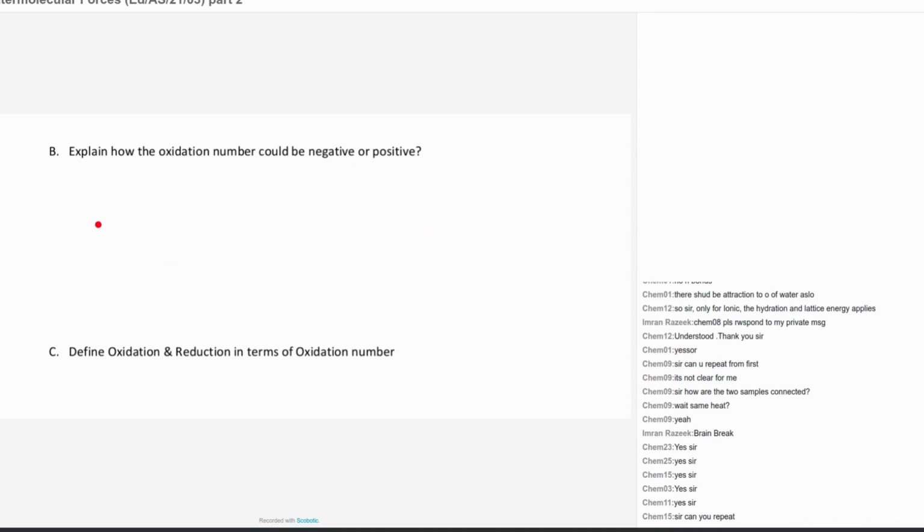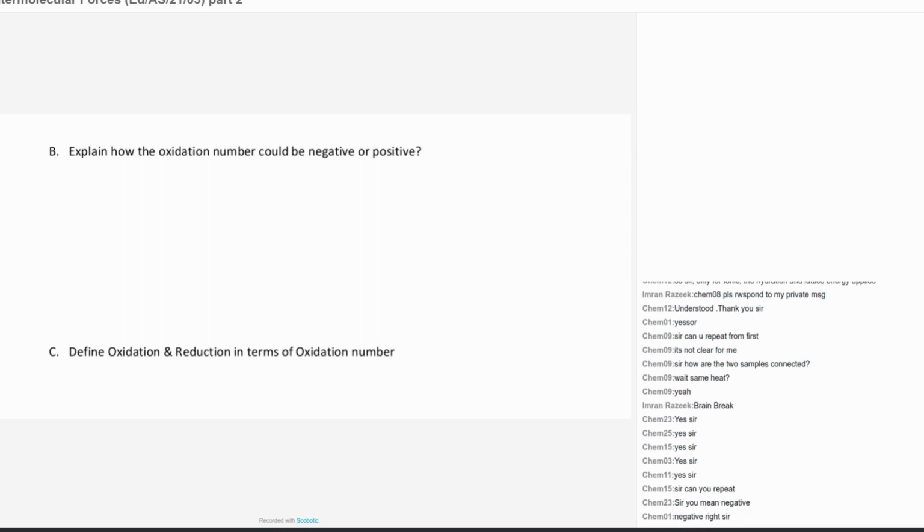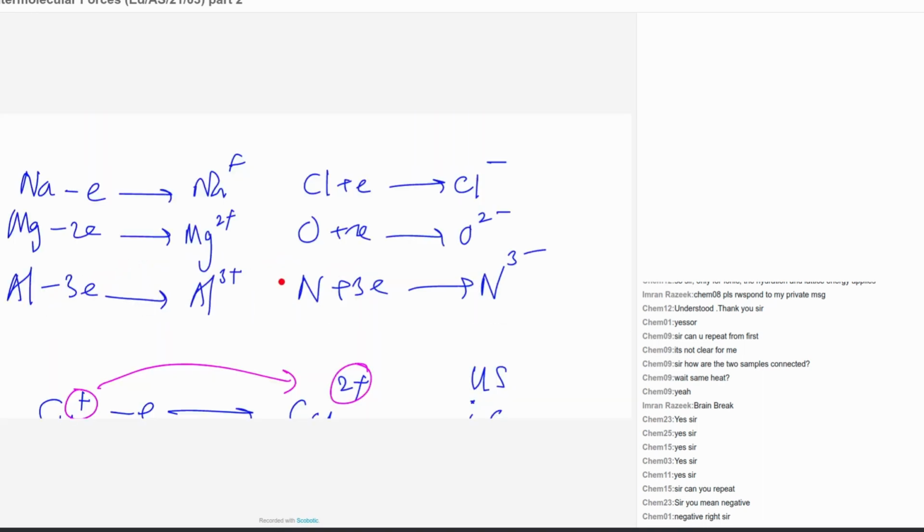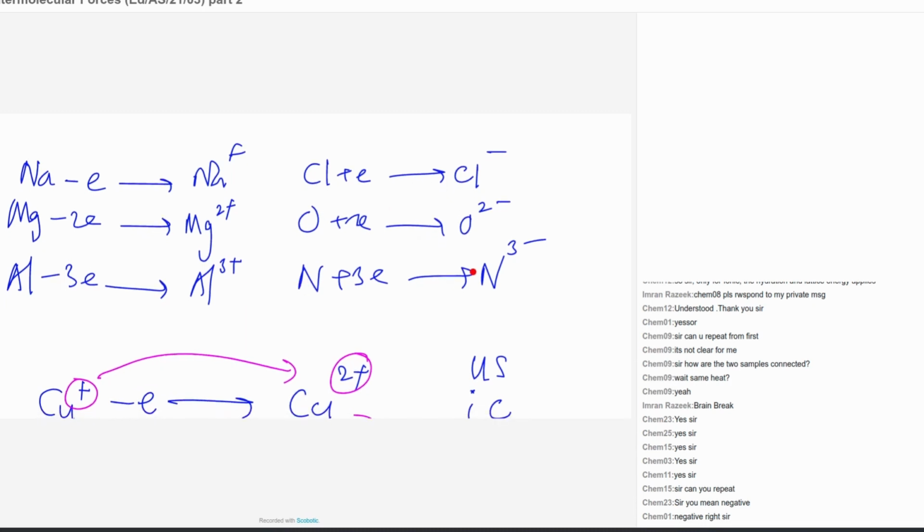I repeat again, the second example. Likewise, an atom gains electron or electrons, it forms the positive oxidation state. Sorry, negative oxidation state, I'm sorry. When an atom gains electron or electrons, it forms a negative oxidation state. Let's copy the three examples: chlorine, oxygen, and nitrogen. Chlorine gains 1 electron, forms chloride. Oxygen gains 2 electrons, oxide. Nitrogen gains 3 electrons, nitride.